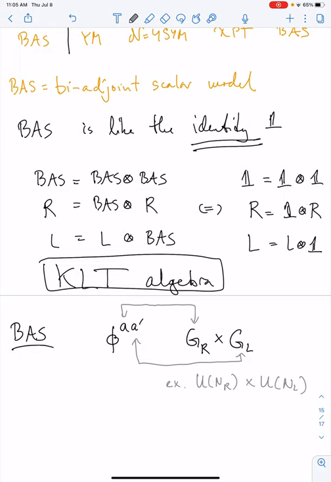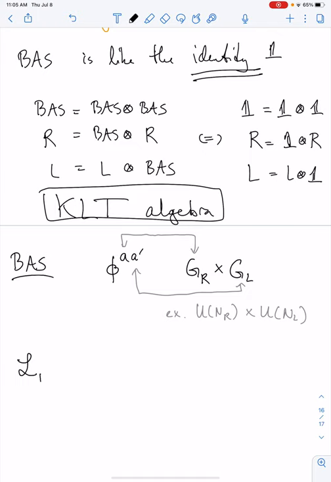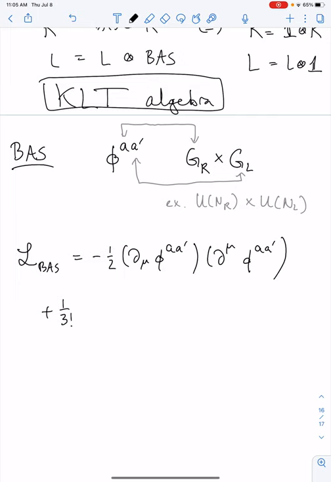What is the action for this, or the Lagrangian for this model? Well, there's a kinetic term, which is whatever you could imagine that it should be. It has the indices appropriately contracted. And then it has a very simple cubic interaction term, which I'll write as 1 over 3 factorial g, and then the non-abelian structure constants associated with the two groups. This is the one for G right, this is the one for G left, whatever non-abelian structure constants they have, times a product of three adjoint fields.